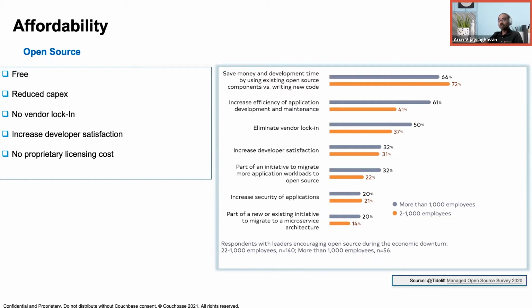The third most important benefit of using open source, chosen by 40% of the respondents, was eliminating vendor lock-in. Clearly, more organizations are turning to open source as a way to replace expensive proprietary software and gain more control over future expenditures.